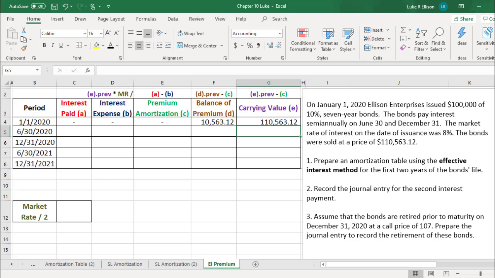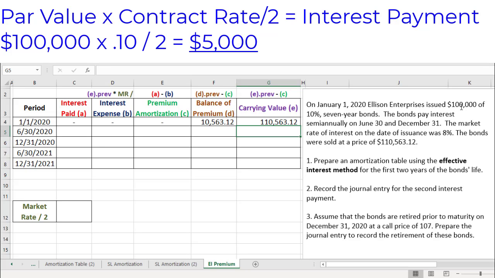Alright, the next thing we'll want to do is to calculate the interest payment for the interest paid column. And the way we're going to do that is by taking the par value of $100,000, multiplying by the contract rate of 10%, or 0.1, and then dividing by 2, since these are semi-annual bonds. And when you do that calculation, you will get an interest payment of $5,000. And that's going to be the same for all of the different interest payments, so we can drag that down to the other 3 dates.